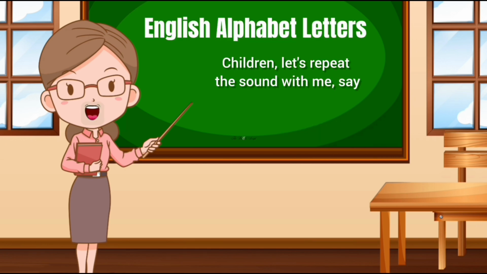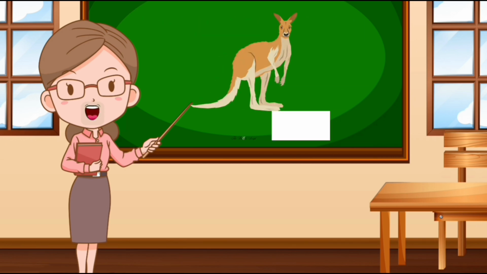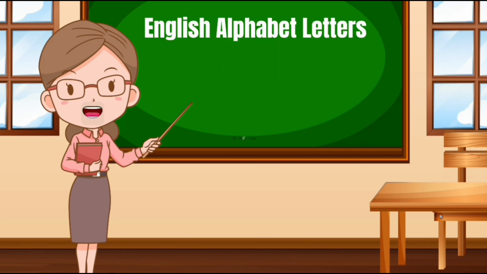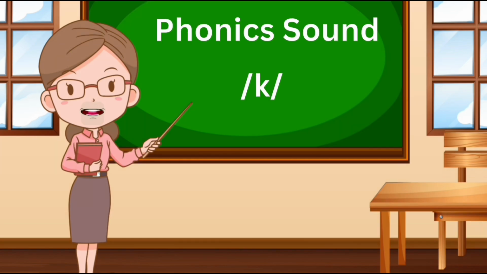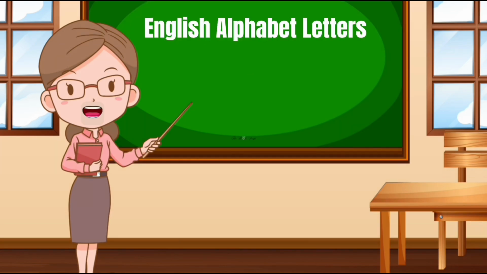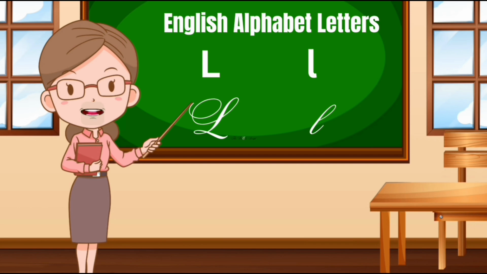Children, let's repeat the sound with me. Say K, for kangaroo. Perfect. The phonics sound of letter K is K. Remember it. This is the alphabet letter L.